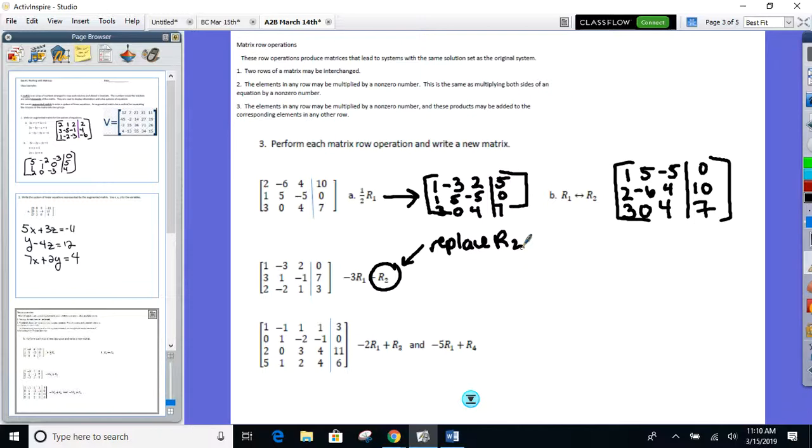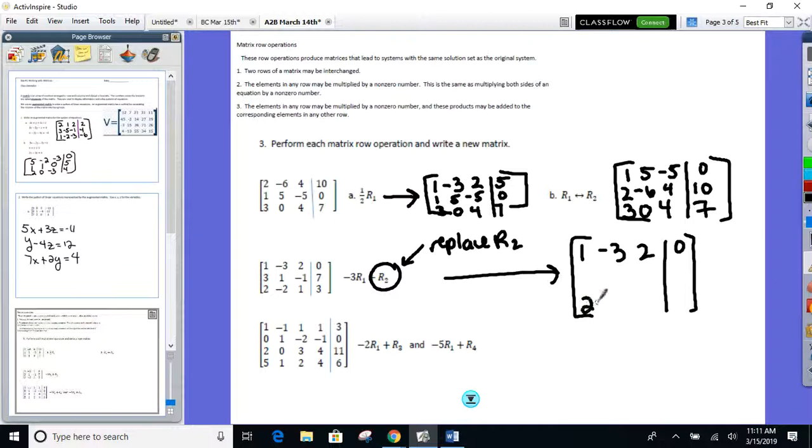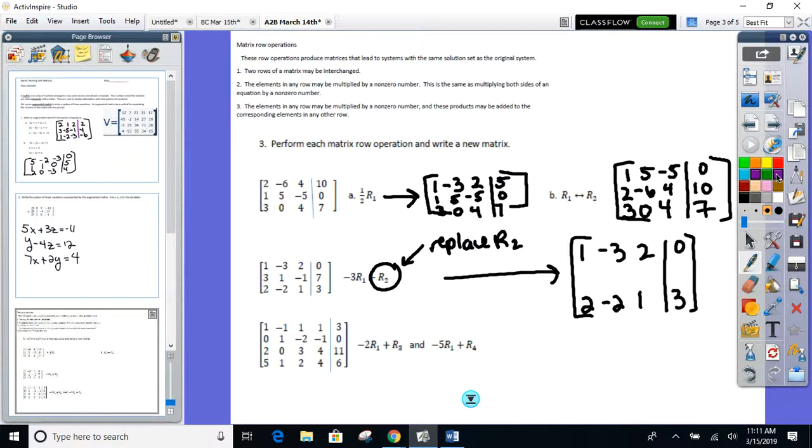So we are not touching row 1 or row 3, everybody. Row 2 is the only one that's going to have new numbers in it, and I'm going to go slow here. I'm just going to rewrite 1, -3, 2, 0. That row stays the same, so does row 3: 2, -2, 1, 3.